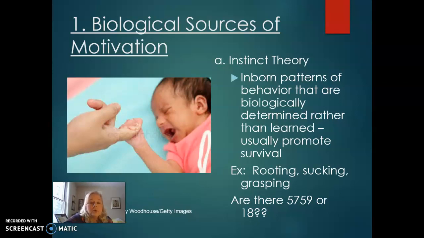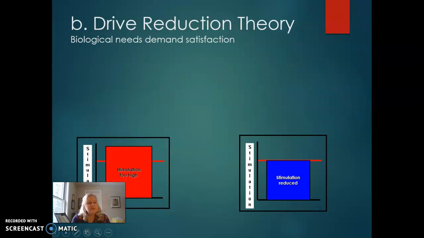So, the problem is what is an instinct? And so there have been proposals that there are 5,759 instincts, down to 18, down to just 3 or 4. So nobody could really agree on what were instincts. So instead, in a biological source of motivation, we have something called drive reduction theory. This is the idea that a biological need demands satisfaction.